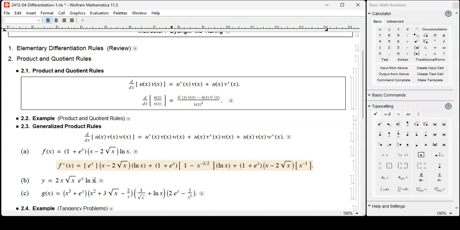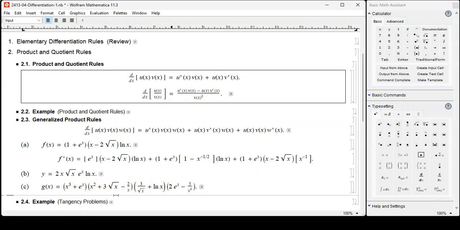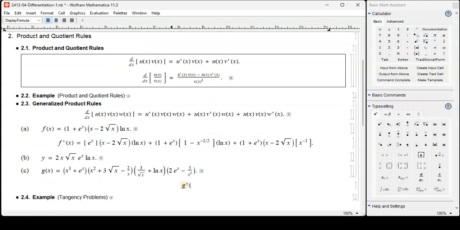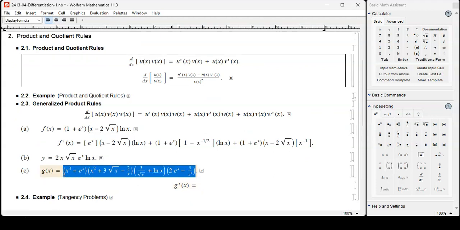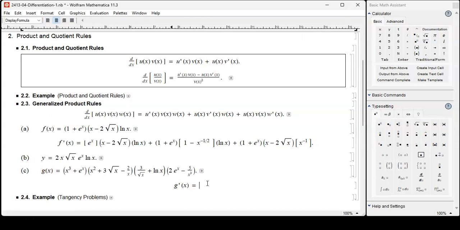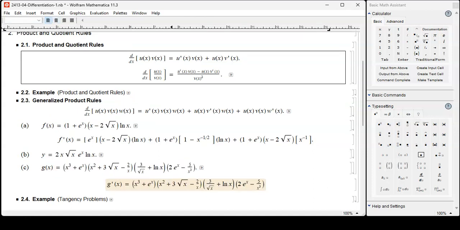The second problem here, I have 2x square root of x, e to the x log of x. As a matter of fact, x times square root of x can be put together as x to the 3/2 power. So again, we have 3 functions. This one here, we're going to have the product rule with 4 factors. So it's going to be like this.